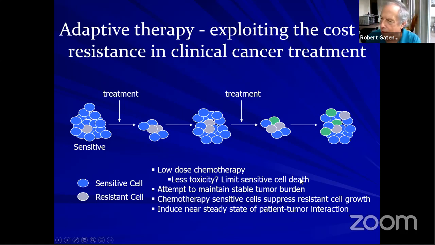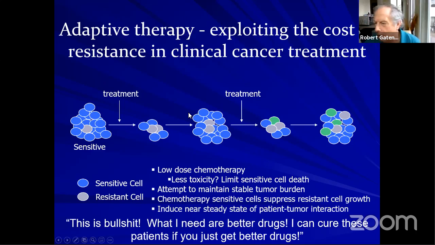And so this idea of simply using the cancer cells you can control to control the cells you can't control is the fundamental idea here. Again, there are many other ways to do this, but this is the one that we have focused on in terms of our clinical applications.